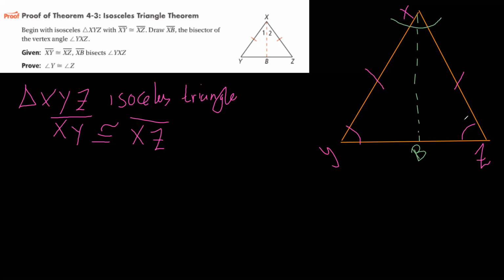Okay, grade 8. Yes, teacher. If XB bisects the angle YXZ, what happened with these angles? Let's name them 1 and 2. They got into half, so it became YXB. Thank you so much, Basmala. The bisector cut the angles and it makes them equal.